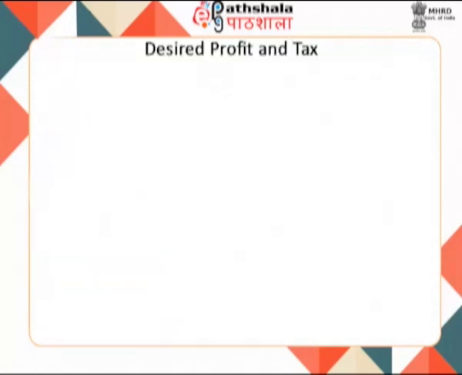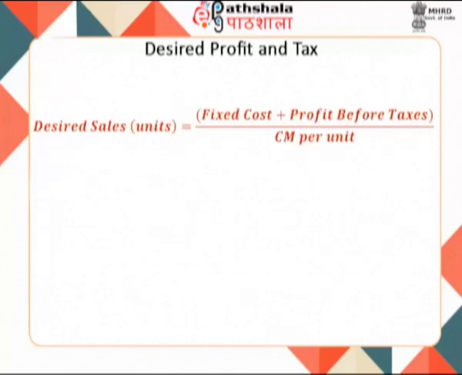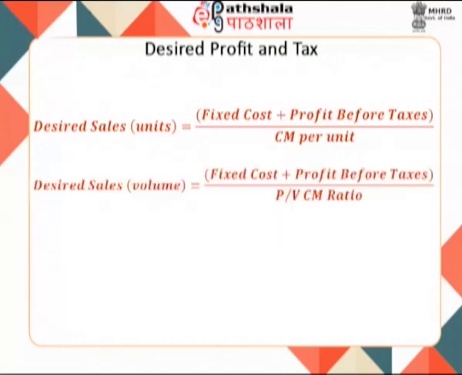Desired profit and tax. The amount of desired profit before income taxes is treated as if it were additional fixed cost in finding out the sales units or sales revenue required to give the amount of desired profit. The usual formula for desired sales in units is desired sales in units is equal to fixed cost plus profit before taxes, whole divided by contribution margin per unit. Also, desired sales in volume is equal to fixed cost plus profit before taxes, whole divided by PV ratio.